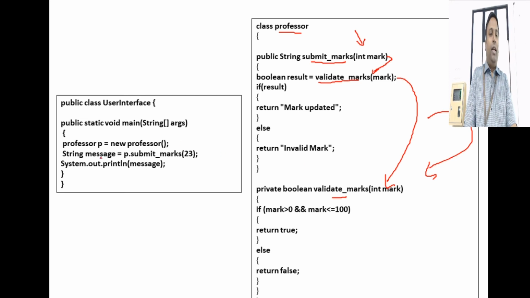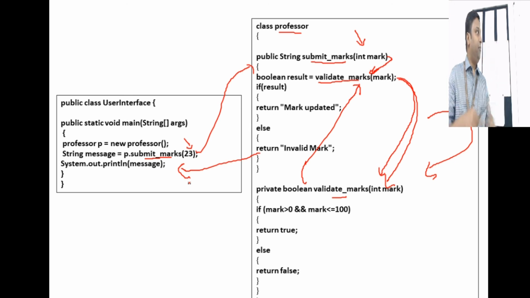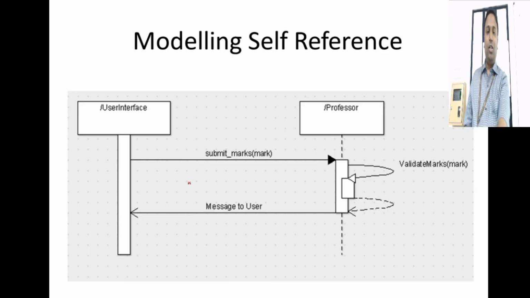So here we are just going to call submit marks in the main. So this will go and call submit marks. Submit marks will call validate marks, which is there in the same object. So validate marks will in turn return where? Return back to the same object, and then this will return the mark back to the main. So this becomes a self-reference.